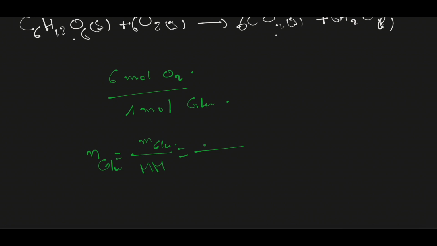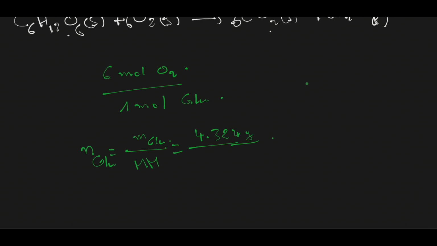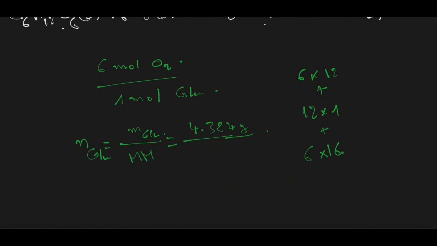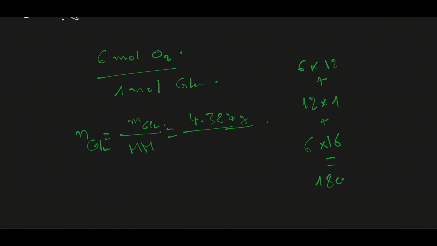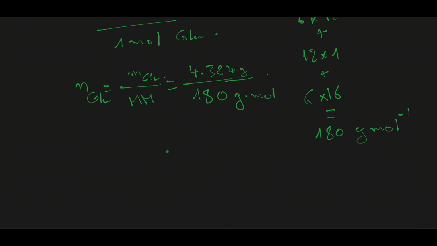Here we have said that the mass of the glucose is equal to 4.324 grams, and the molar mass of glucose is calculated from the molar mass of each atom, because we have 6 carbon plus 12 hydrogen plus 6 oxygen. All these are molar mass, which gives at the end a molar mass of 180 gram per mole. So here we divide by 180 gram per mole, and we get a number of mole of glucose about 0.024 moles.